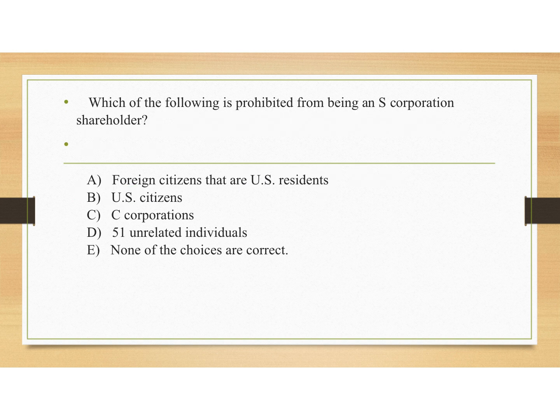Now we come to who can be an S corporation shareholder. Which of the following is prohibited from being an S corporation shareholder? I already mentioned this previously. The answer is C. C corporations cannot be an S corporation shareholder.